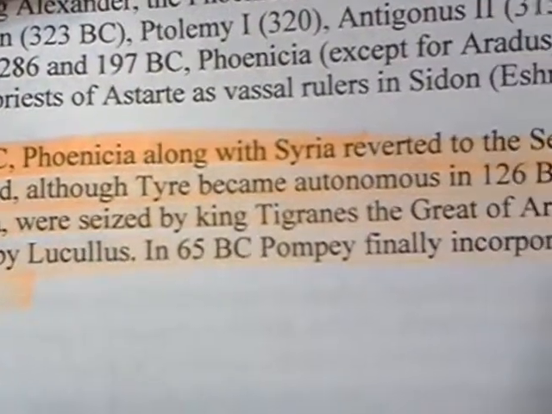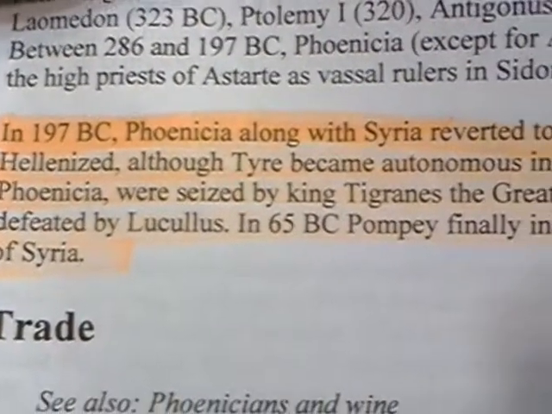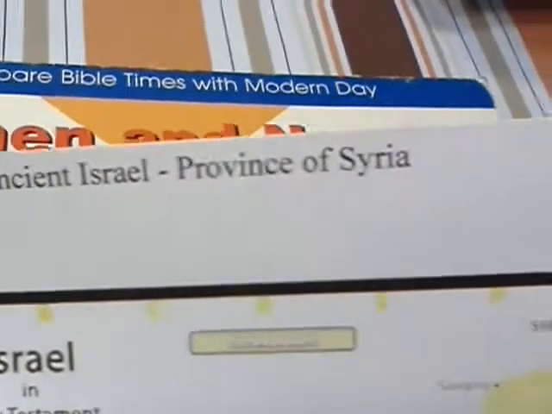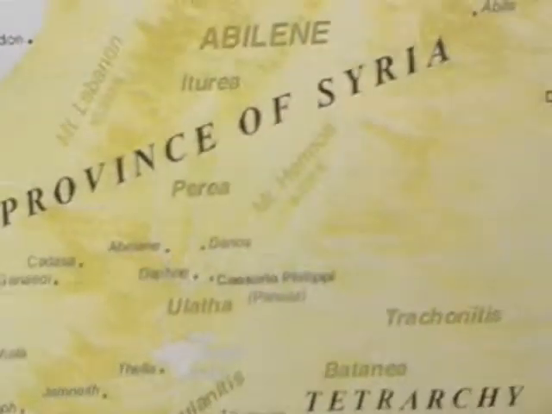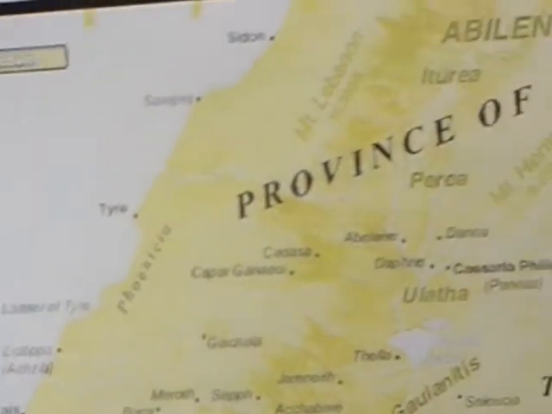Syria, including Phoenicia, was seized by King Tigranes the Great of Armenia from 82 until 69 BC, when he was defeated by Lucullus. In 65 BC, Pompey finally incorporated the territory as part of the Roman province of Syria. So as we can see, the Roman province of Syria included Phoenicia, Tyre, and Zidon. Map of ancient Israel, province of Syria. As you can see right here, you have the province of Syria, and then you have Tyre in Phoenicia. This is a map of ancient Israel.